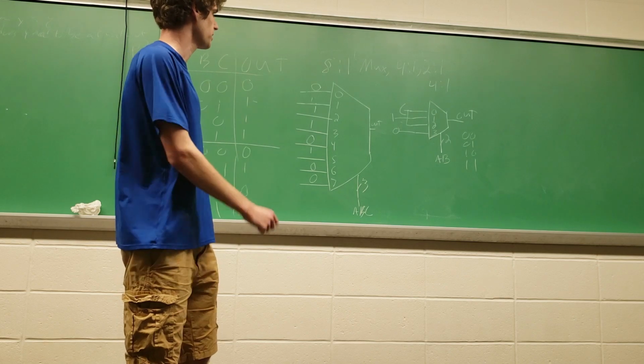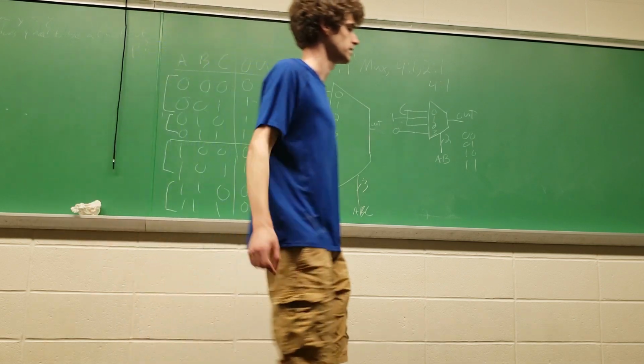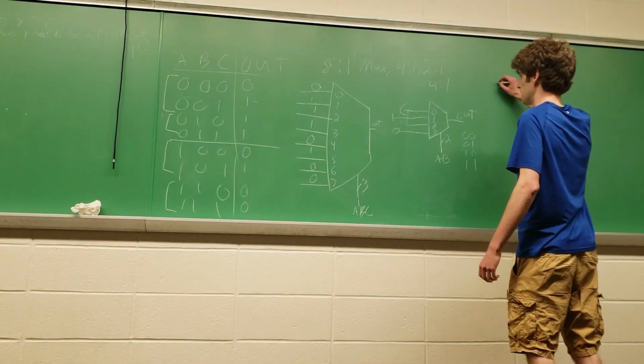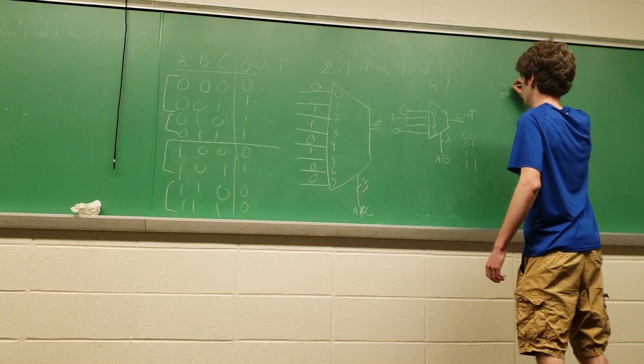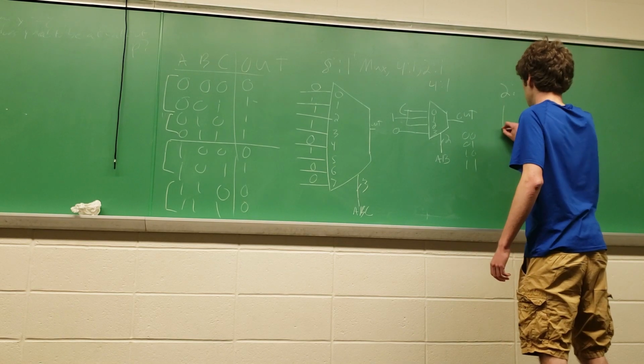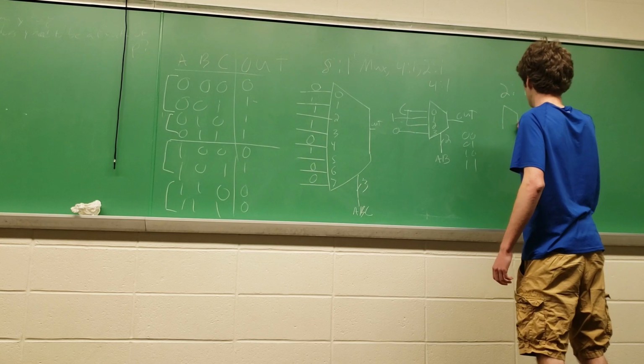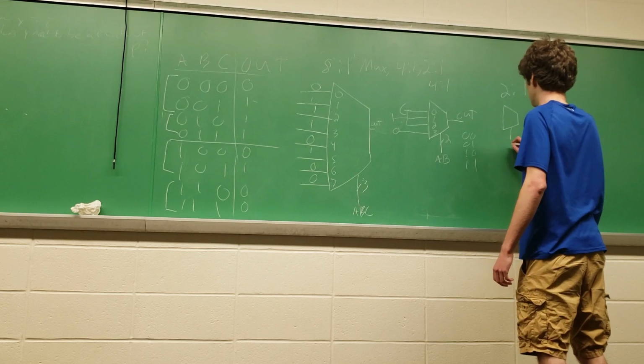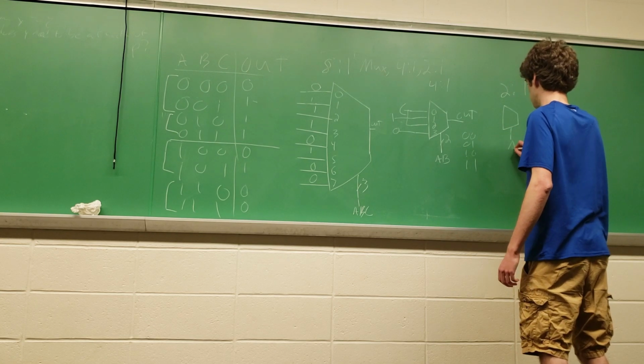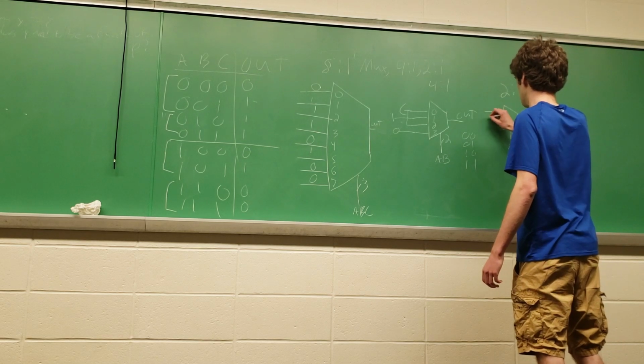Okay, so then the last thing we have to do is the 2 to 1 mux. So let me draw that out over here. 2 to 1. This is going to be a small box, right? We only have one selector bit. So here's my A, and then I have these 2 input lines.